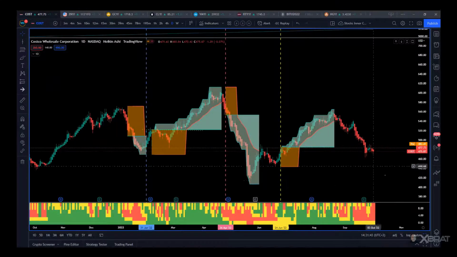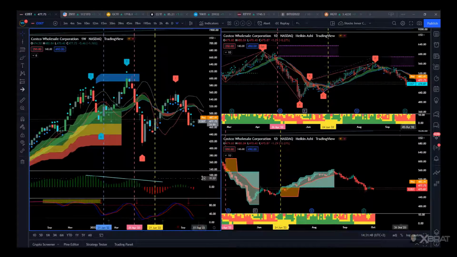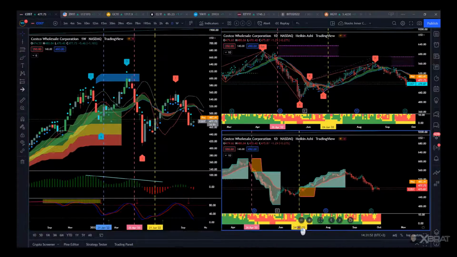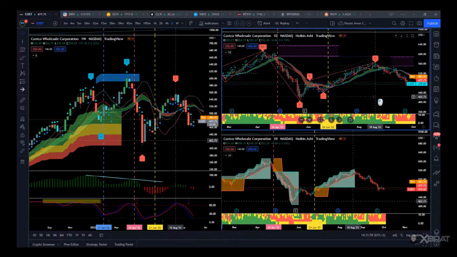Okay, so by combining the Elliott wave on the weekly and the harmonic on the daily, we've had three fantastic swing trades this year so far on Costco. There is another one.